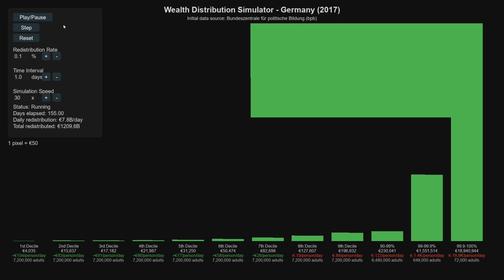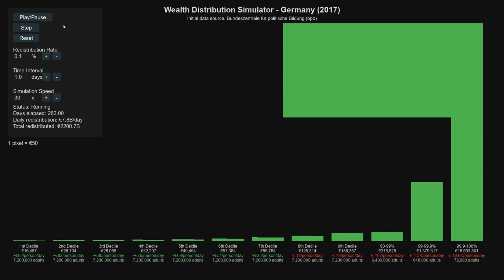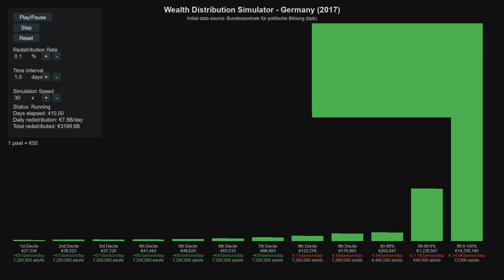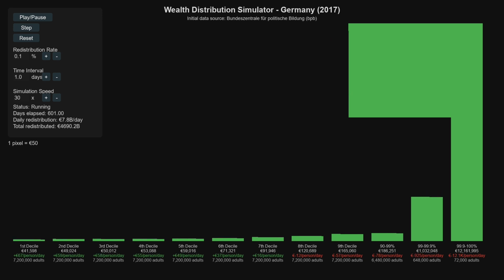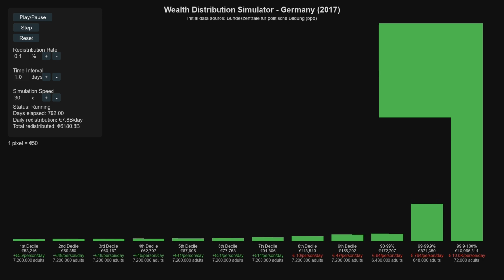Notice how the negative wealth in the first group slowly becomes less negative and the second group starts to build up some wealth. The fascinating thing is that the middle groups see relatively small changes while the extremely tall bars on the right gradually decrease, showing how concentration of wealth means even a small percentage redistribution can have a significant impact.